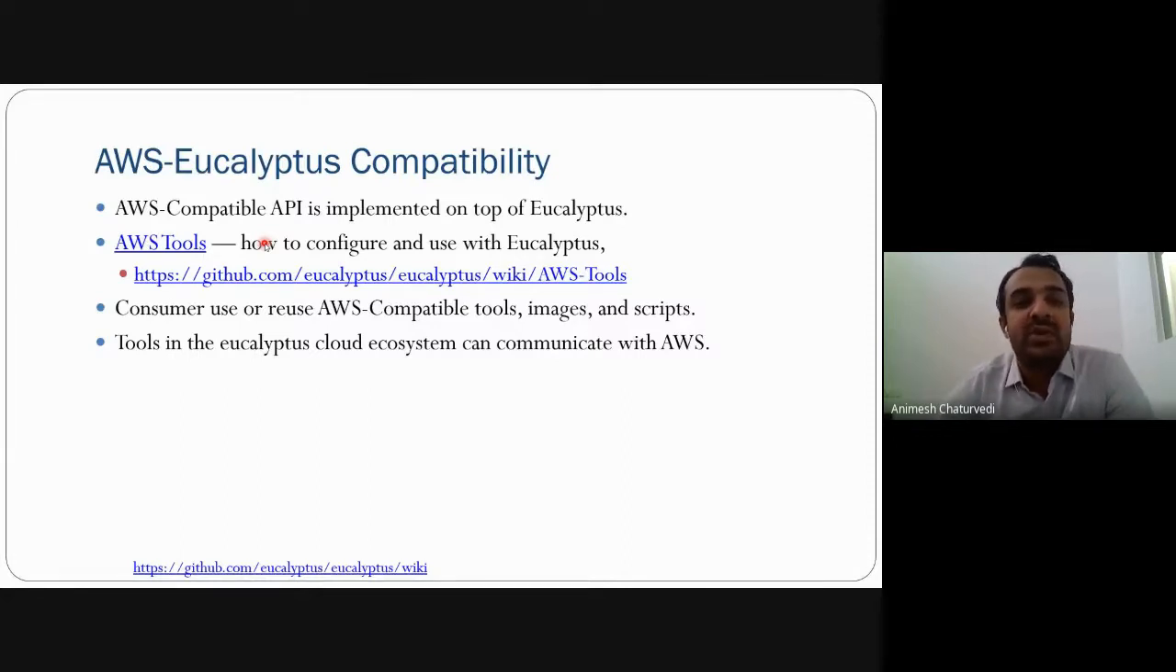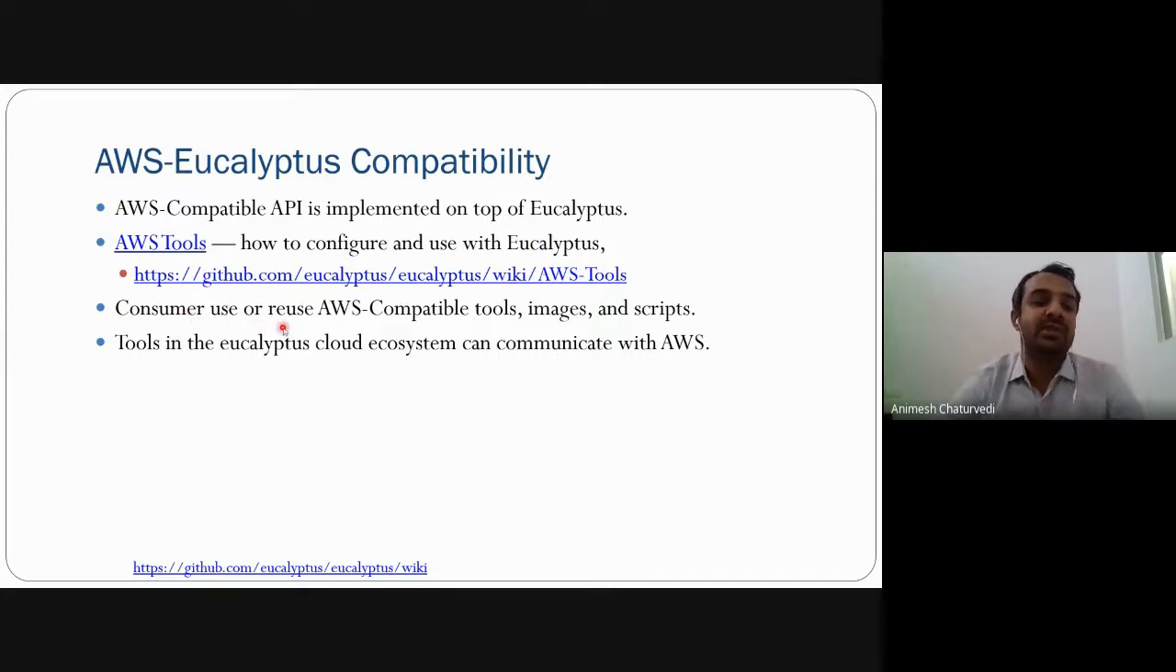Next, AWS Eucalyptus compatibility is implemented on top of Eucalyptus. So there's the Eucalyptus infrastructure, the private infrastructure, and it communicates with Amazon Web Services with the help of these tools. The tools are given in the AWS tools, and this tells you how to configure and manage your private cloud and communicate with AWS. The private cloud is installed with the help of Eucalyptus.